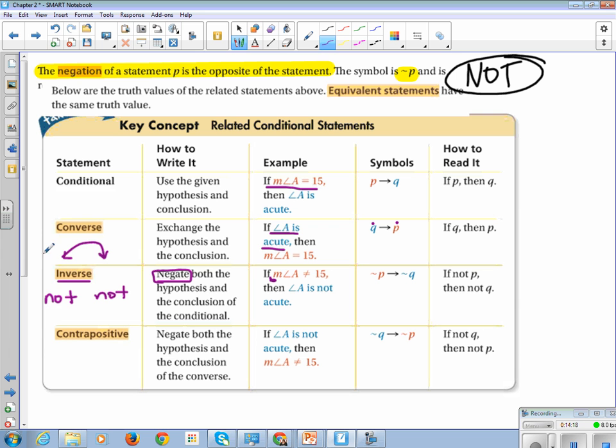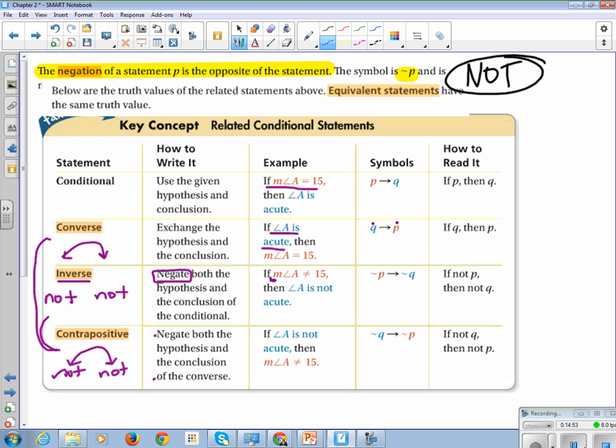And the contrapositive combines these two things together. It switches them, and it puts the not on there. So you switch and negate both the hypothesis and the conclusion of the converse. So if angle A is not acute, then the measure of angle A is not 15. So if not Q, then not P. So it's tilde Q implies tilde P.